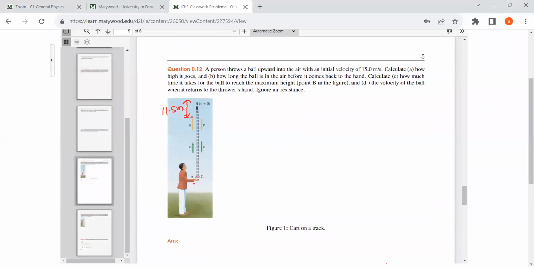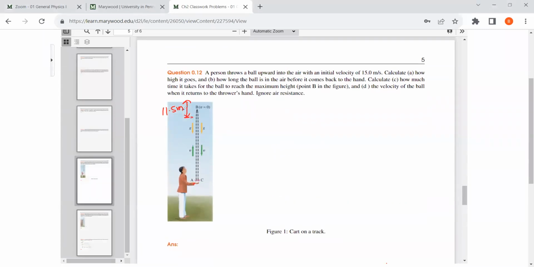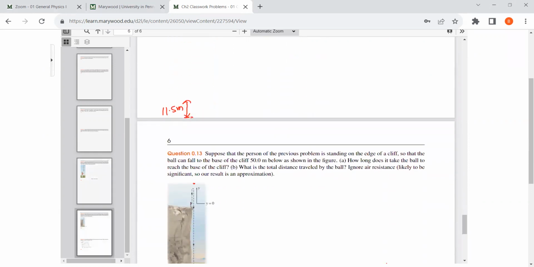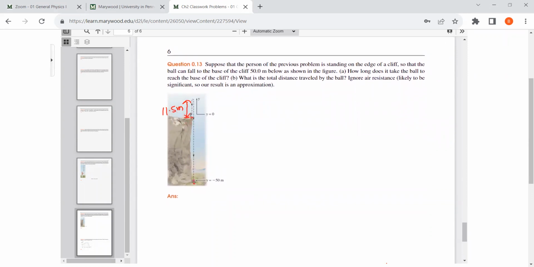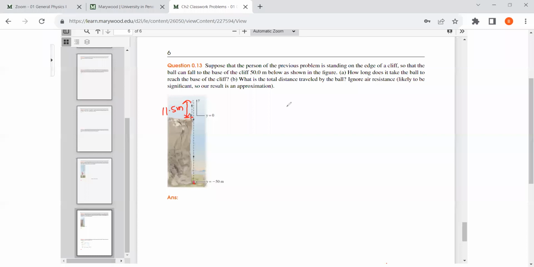One of the problems was how high it goes, right? So from here to here it is 11.5 meter. And it also tells us that from point B to C is also 11.5 meter. So the total distance the ball travels is 11.5 meter plus 11.5 meters. So 11.5 meter it goes up, and then 11.5 meter it comes down, plus 50 meter. So this is the total distance the ball travels.